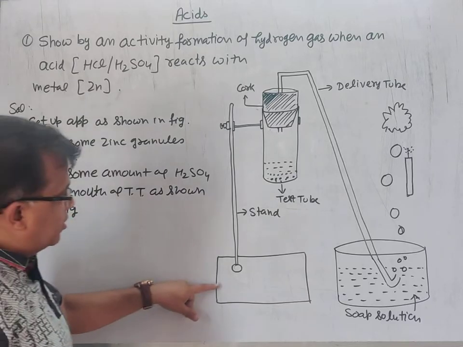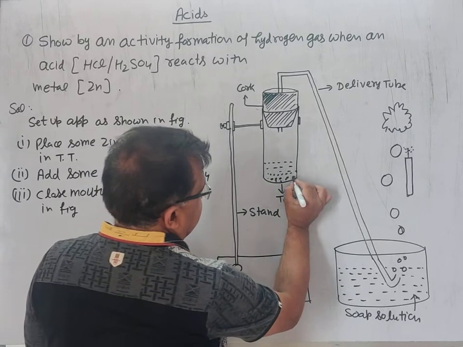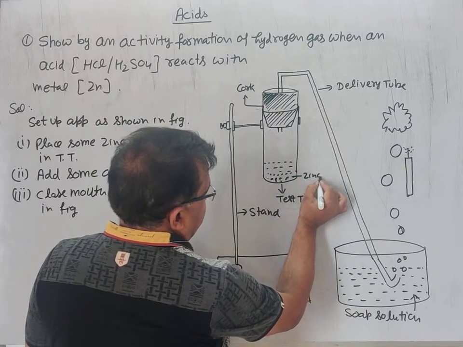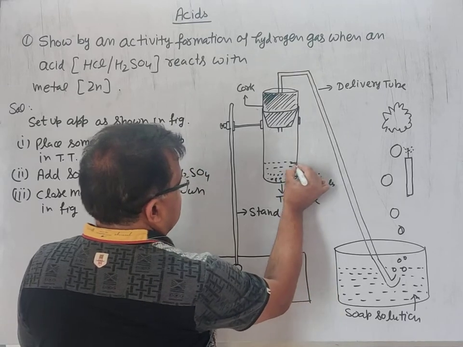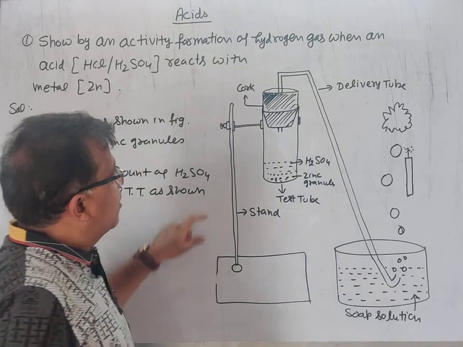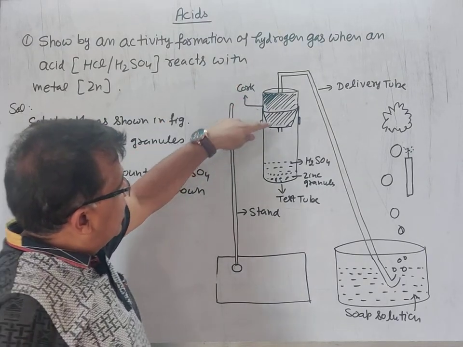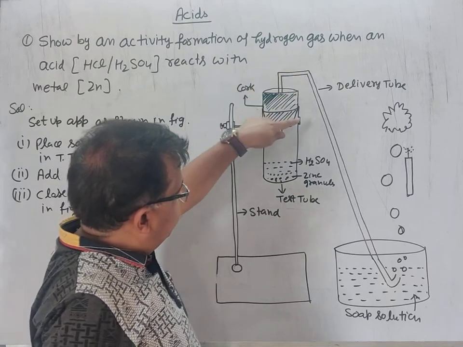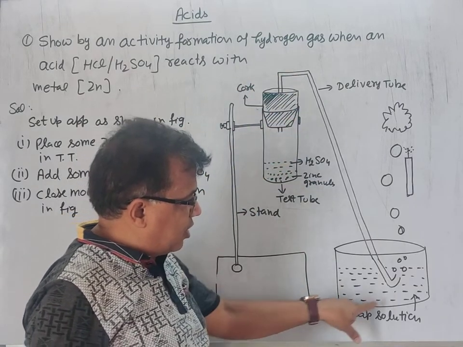So as I told, it is an iron stand. It is a test tube containing zinc metal or zinc granules. It is H2SO4 or hydrochloric acid. It is a cork with which its mouth is closed, and this is a delivery tube which will carry the gas formed here into a container which contains soap solution.